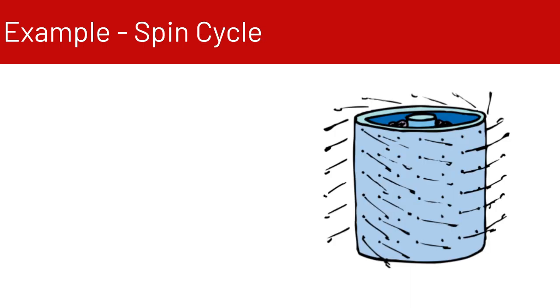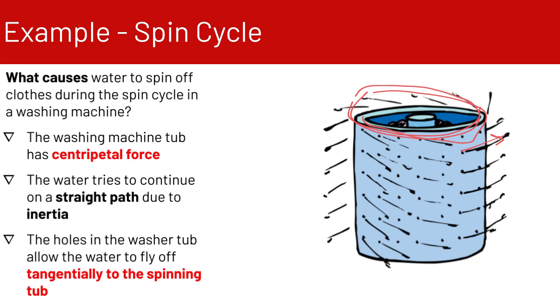All right, let's look at one more example, which is the spin cycle of a washing machine. The washing machine tub is spinning around, which is causing centripetal force, and the water is spinning out some way. So we're going to look at how that works. What causes water to spin off clothes during the spin cycle in a washing machine? The washing machine tub has centripetal force. The water tries to continue on a straight path due to inertia, and the holes in the washer tub allow the water to fly off tangentially to the spinning tub.